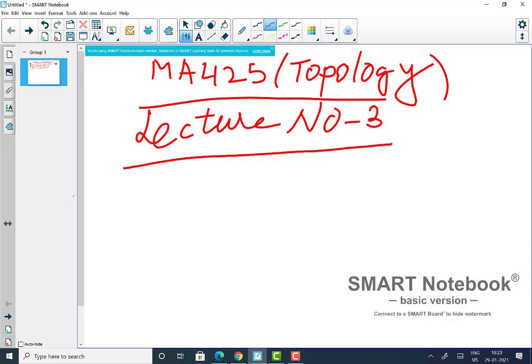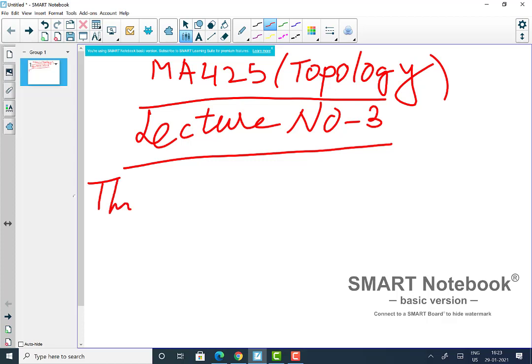Okay, now today we will do some more properties of bases and we will try to compare two topologies from two given bases. So it is easy to compare bases. How do we do it? For that let us do our theorem.